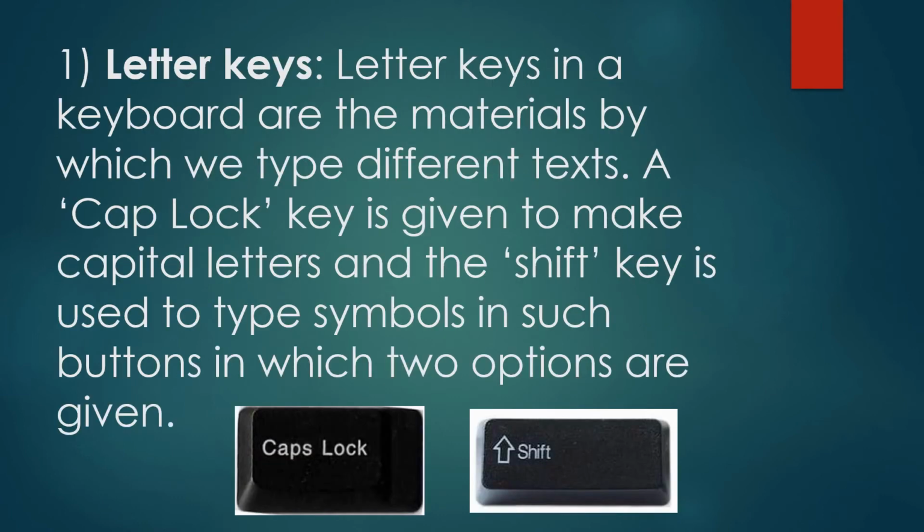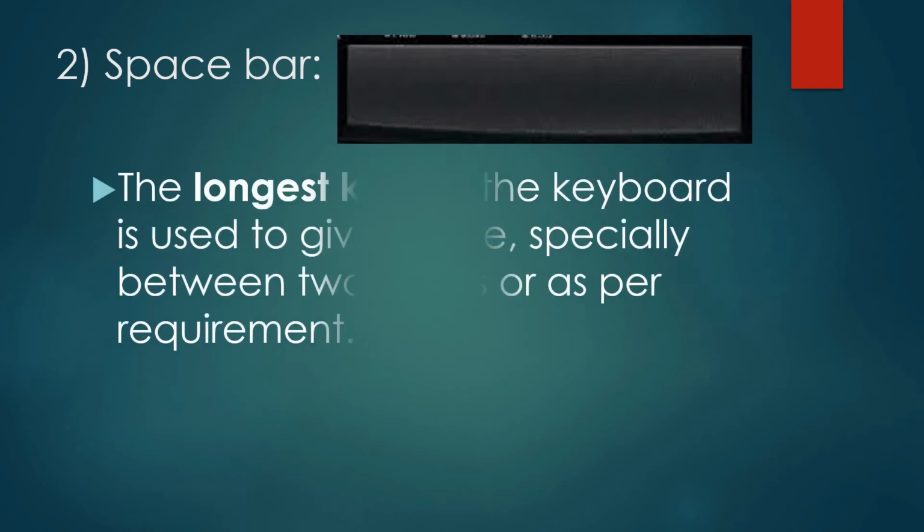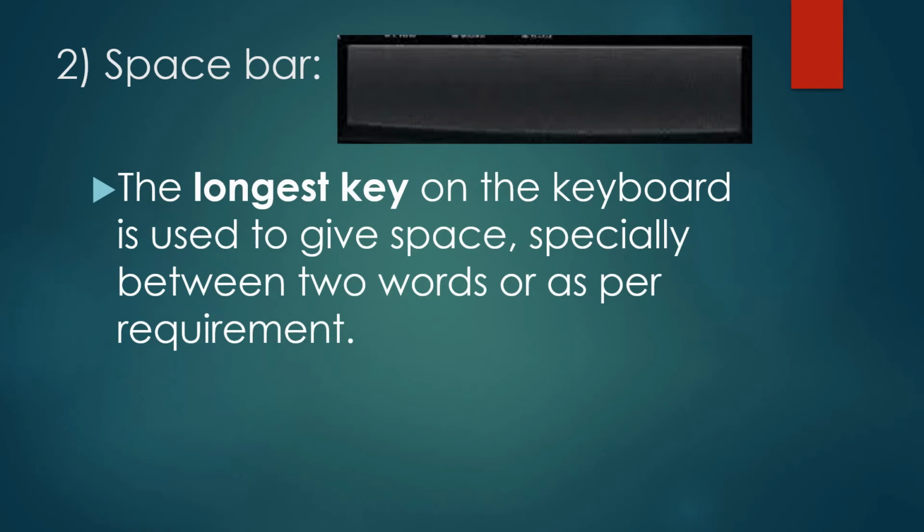Letter keys. Letter keys on a keyboard are the material by which we type different text. A caps lock key is given to make capital letters, and the shift key is used to type symbols on such buttons in which two options are given. Space bar. You can see in this picture, which key is this? Yes, this is the space bar key. The longest key on the keyboard is used to give space, especially between two words or as per requirement.